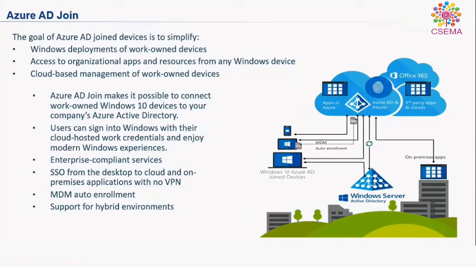So, cloud-based management of work devices. Azure AD Join makes it possible, like I mentioned, to join work Windows devices to your company's Azure Active Directory. Users can sign into Windows with their cloud-hosted work credentials and access all the apps they have authorization for. And compliance is also met using Azure AD. It also does SSO, so you don't have to log into multiple apps. Once you're logged into your laptop or any Windows device for that matter, you gain access to everything which is SSO enabled. And this also supports hybrid environments.